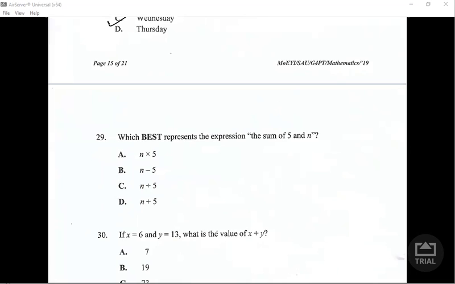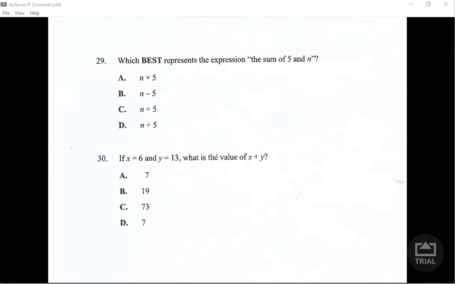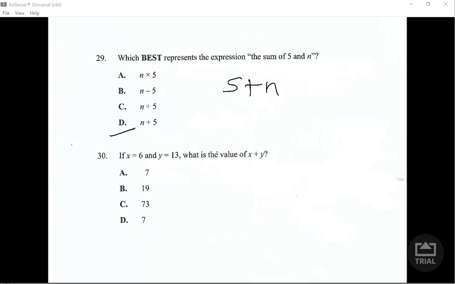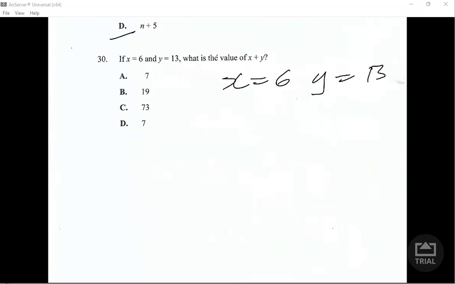Number 29, which best represents the sum of 5 and n? Now, sum means to add, so it will be 5 plus n. In this case, they put n plus 5. It's the same. Number 30, x is equal to 6, y is equal to 13. What is the value of x plus y? So what we have to do is add 6 plus 13, which gives us 19. So our answer would be.